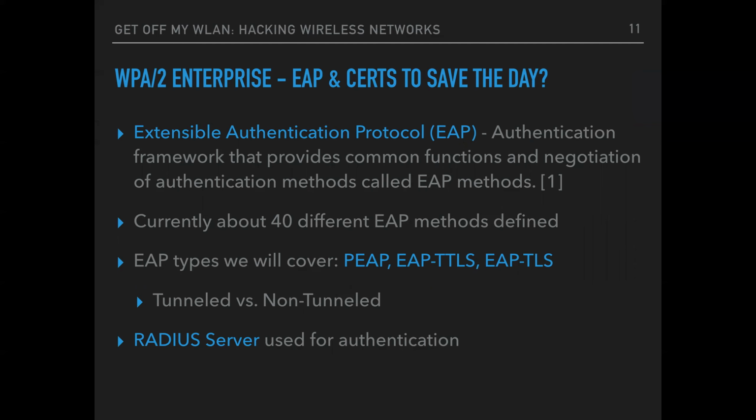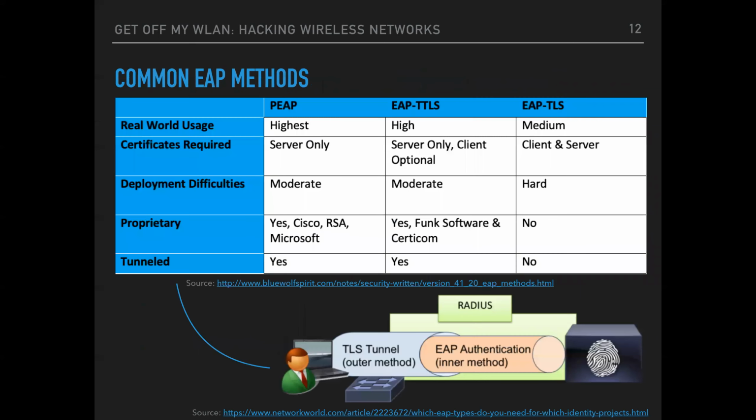WPA Enterprise uses a RADIUS server for user authentication where these EAP methods are configured. Protected EAP and EAP-TTLS are the most common EAP methods used in wireless enterprise network configurations. Both of these methods are proprietary and tunneled, meaning that the information sent between the client and the RADIUS server is protected with a TLS tunnel, and another inner authentication method is used for sending credentials. Both of these methods are pretty similar, though, in that they both only enforce certificates on the server side and the client side is optional. And we'll see why these two methods and configurations have vulnerabilities associated with them in a few slides.